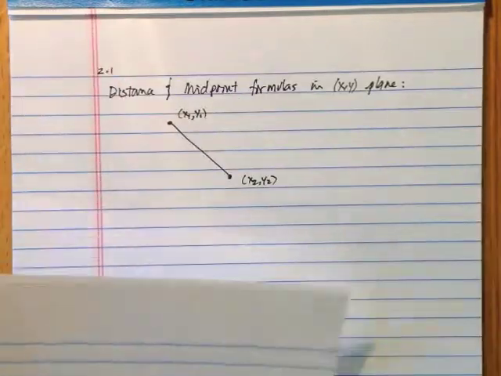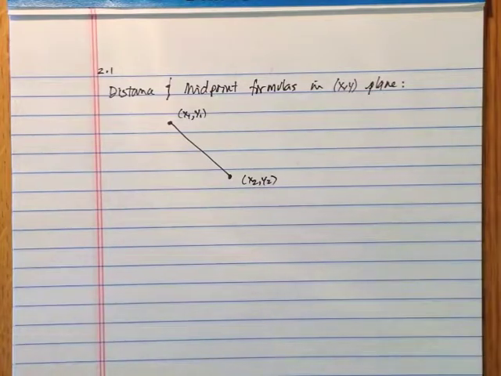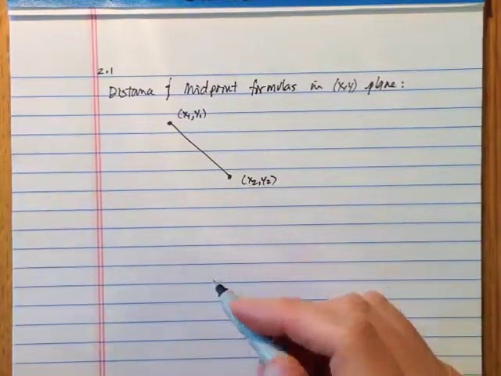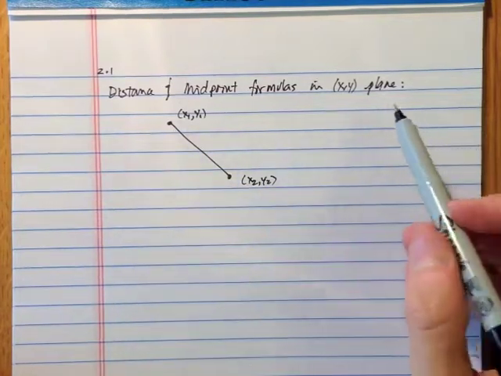I don't think there's a lot that's going to give you trouble in section 2.1. I just want to review the distance and midpoint formula and show you a tricky problem I dreamed up using this, based on something I saw in the homework. So let's talk about the distance and midpoint formulas in the xy plane.